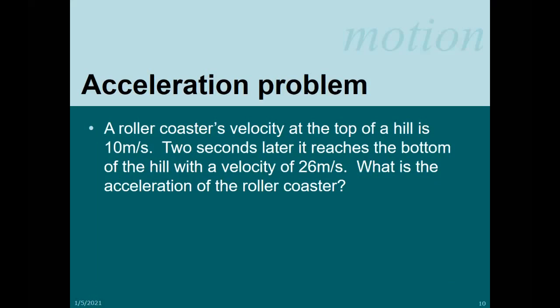A roller coaster's velocity, remember we're using velocity, at the top of a hill is 10 meters per second. 2 seconds later, it reaches the bottom of the hill with a velocity of 26 meters per second. What is the acceleration of the roller coaster?